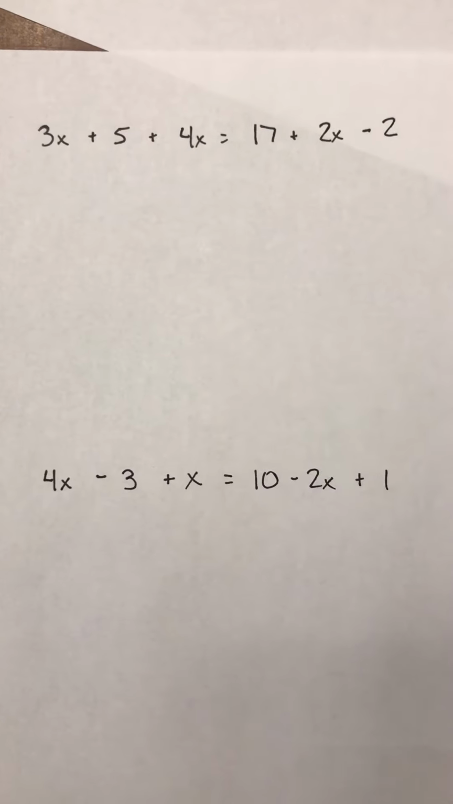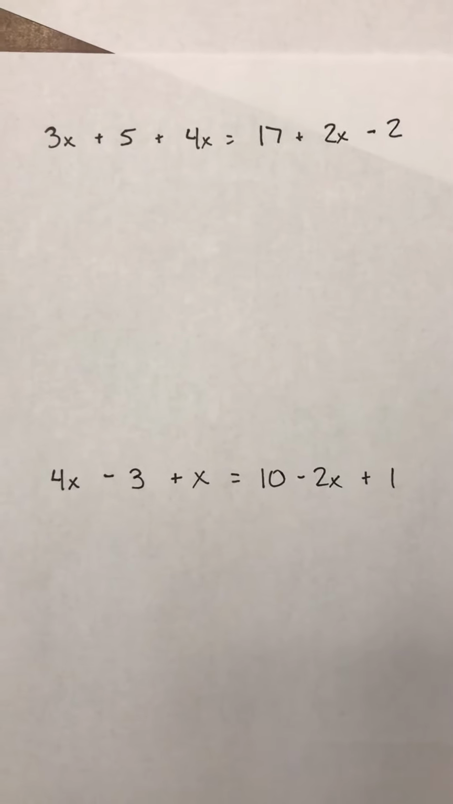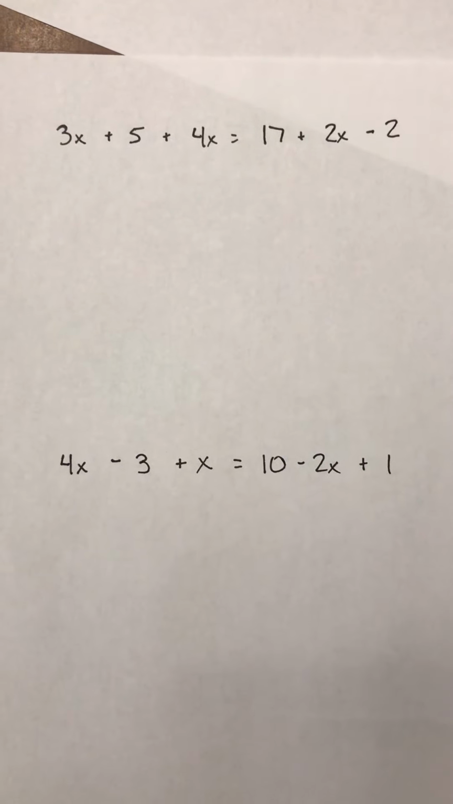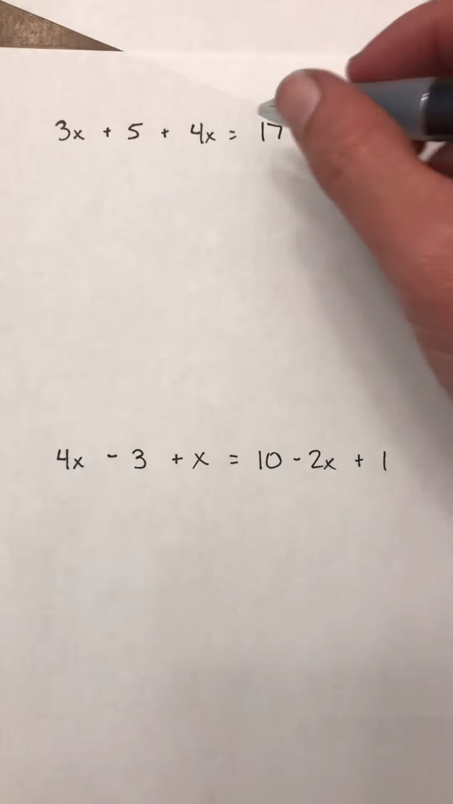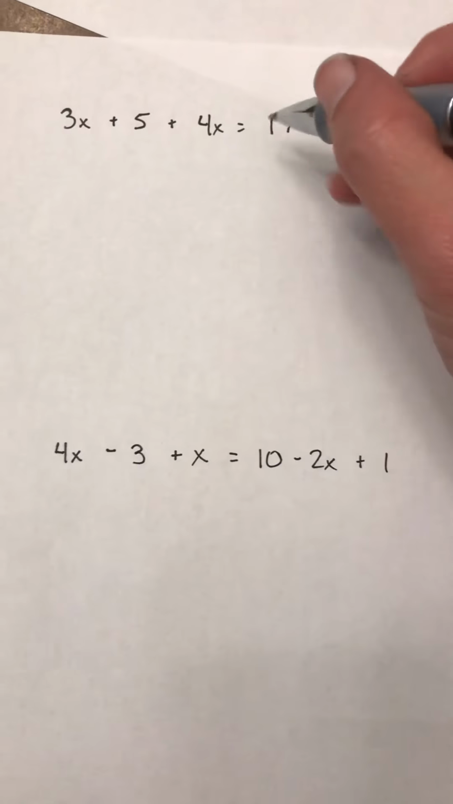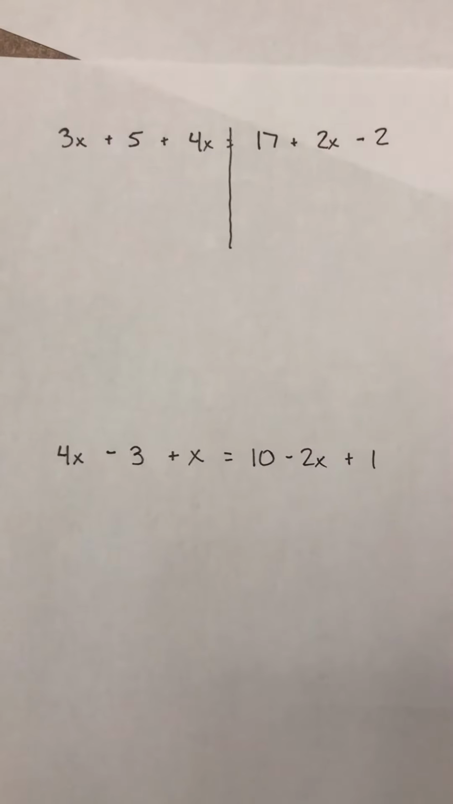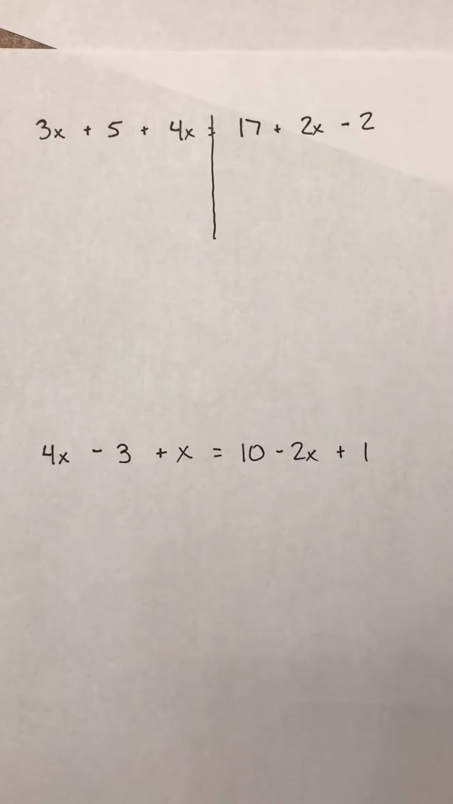Alright guys, so here is your review on how to solve for a variable. Remember we have two sides here. We have stuff on our left, stuff on our right. We're trying to solve for x. I'm going to put a line through my equal sign, showing we got two sides.